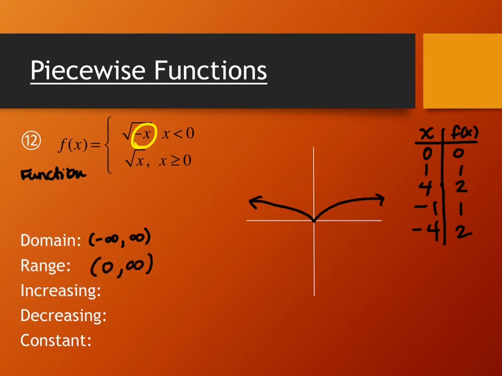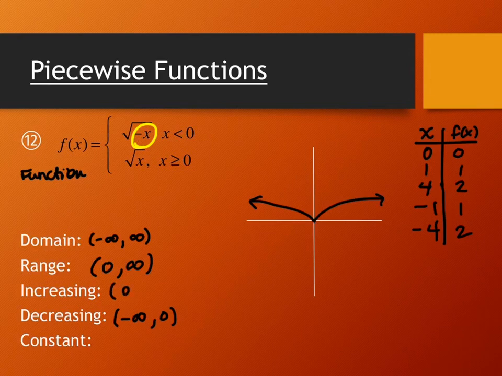How about increasing, decreasing, constant? Left to right, what's it doing first? Decreasing. So what is the interval it's decreasing on? Negative infinity to 0. Make sure you're reporting it from left to right in how you write your interval. And then after 0, as we move to the right, what's it doing? It's increasing.